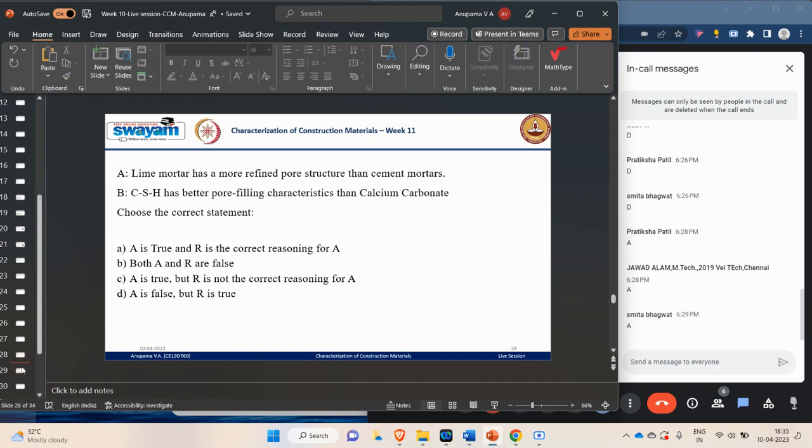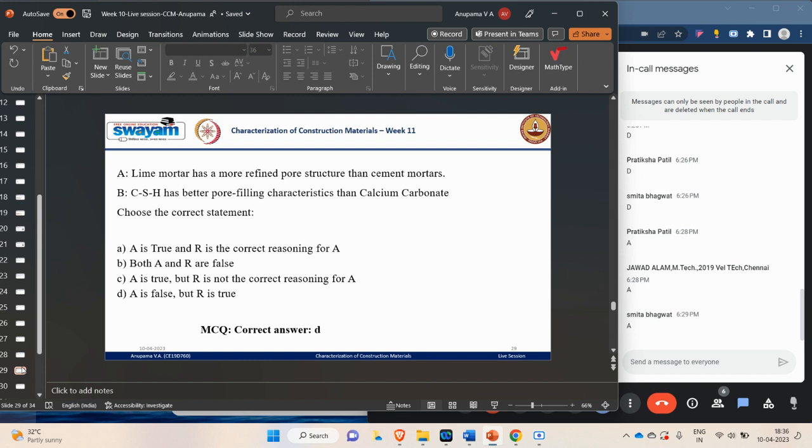The correct answer is option D. So option D is: A is false but R is true. So what is A? Lime mortar has a more refined pore structure, which is totally wrong. It is the cement mortar that has a more refined pore structure. Lime mortar has more coarse pores. Then B is a true statement, and it clearly explains why A is false.